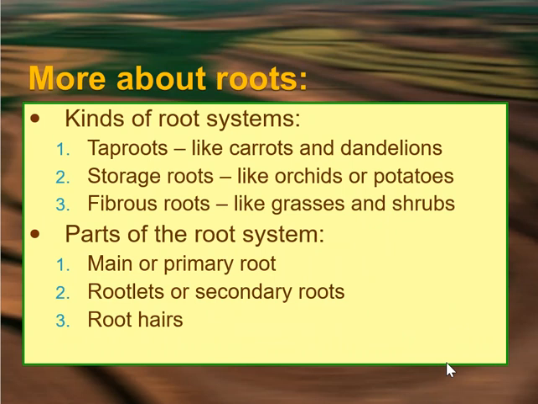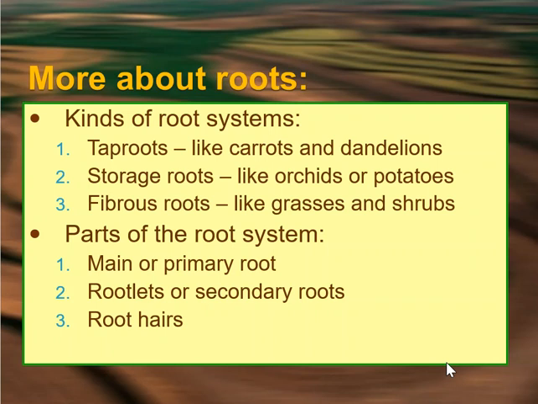So there are a couple different kinds of roots, okay? So there's a taproot system, which are like the dicots. A taproot is a dicot, but it's like your carrots and your dandelions, okay? And then your fibrous roots are more of your grasses and shrubs, so those are your monocots. And then you have storage roots in there, which are orchards and potatoes. So it makes sense that potatoes are storage roots, right? They get big, so things like that.